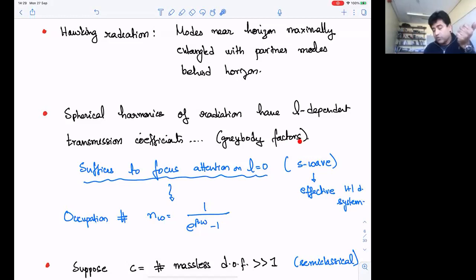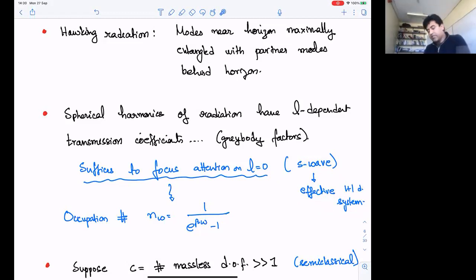And essentially what this tells you, by looking at the transmission coefficients, is that as the spherical harmonic number L increases, the transmission coefficients for the corresponding harmonics switch on at higher and higher frequencies. That means if you're interested in low frequencies, not ultra high frequencies, it suffices to focus attention on the S wave spherical harmonics, which means it's enough to understand what's going on with the L equals zero harmonic of the radiation field. And so effectively, this reduction to the S wave tells us that all we need to do to understand the details of the information puzzle, et cetera, is to first look at just the S wave, which achieves a reduction to an effective 1+1 dimensional system.